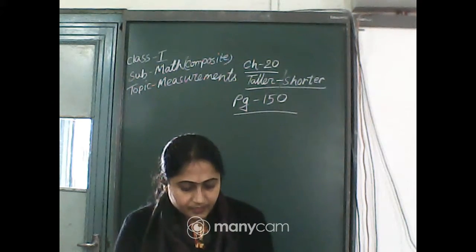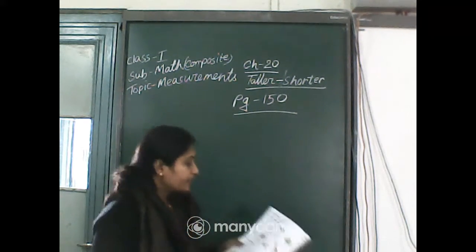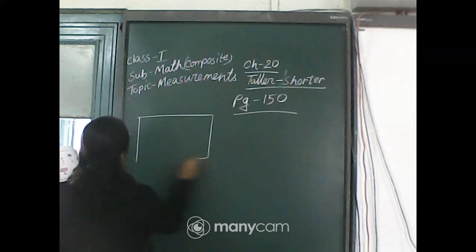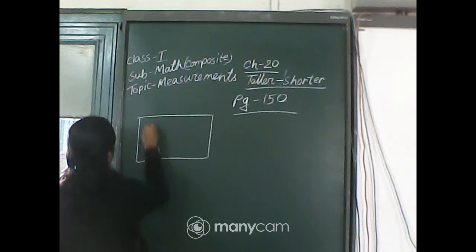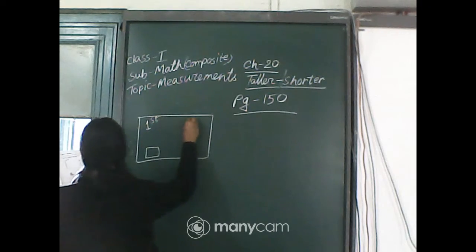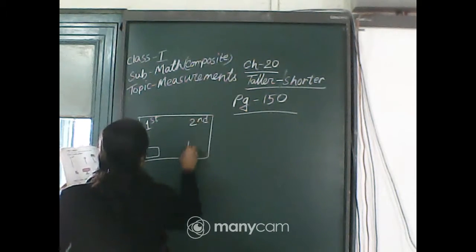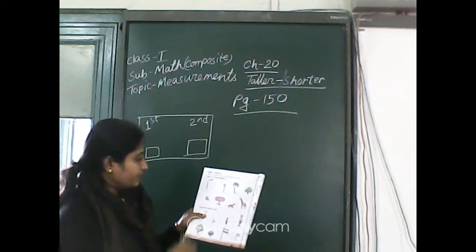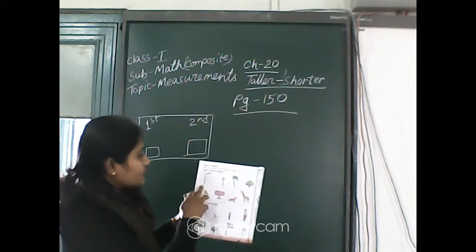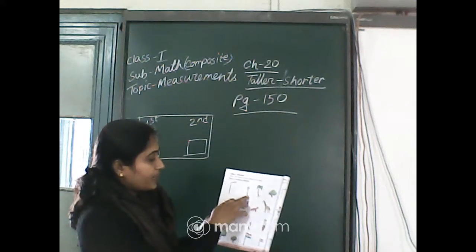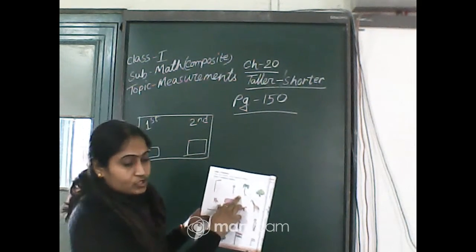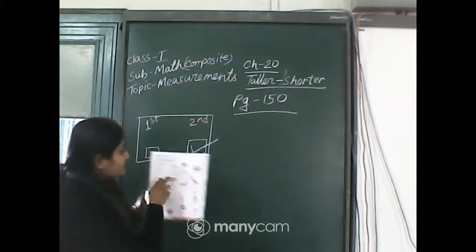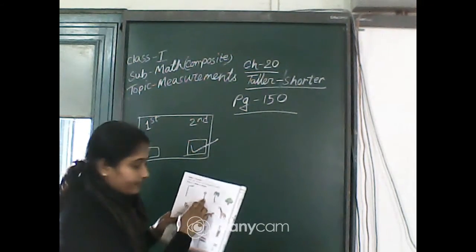Tick which is shorter. I will not draw in your book, the picture is there. I will just say first means the first picture and second means the second picture. You all please follow me and tick in your book. This is a lamppost and this one, which is shorter? Tick the shorter. The second one is shorter, so please tick the second picture.